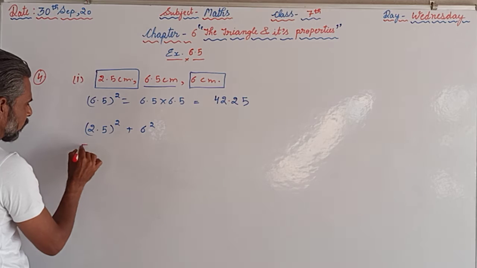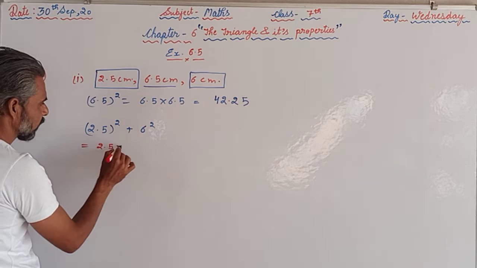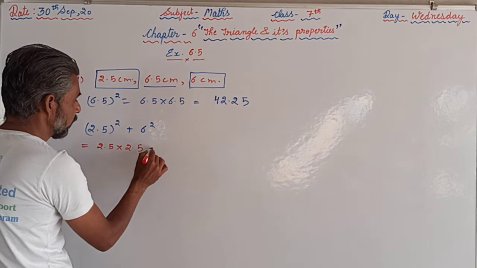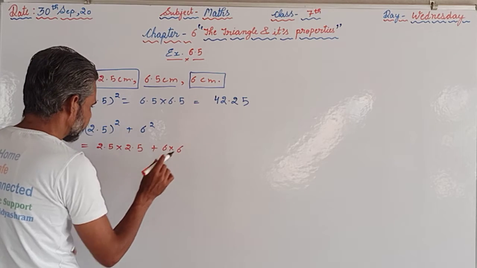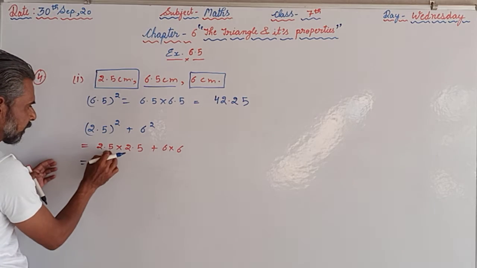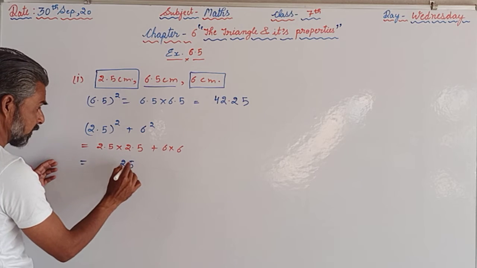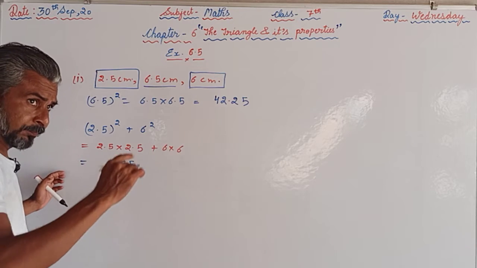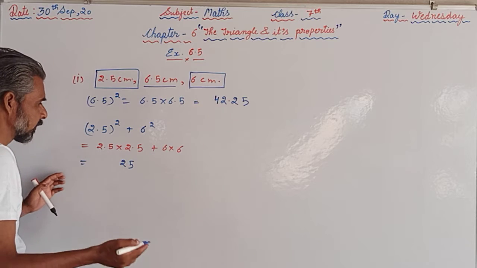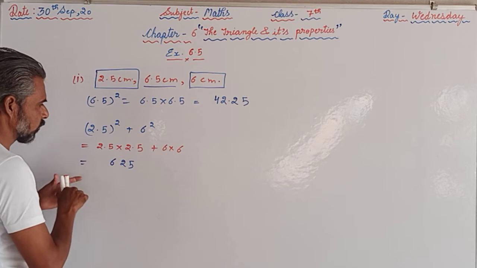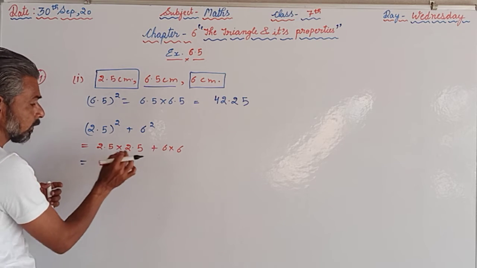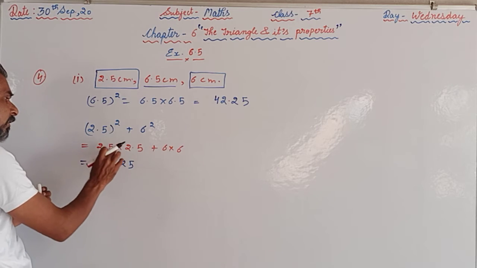that will be equal to 2.5 into 2.5 plus 6 into 6. Again the same number is there ending with 5, so we will get 25, and in the ones place 2 is there. So after 2 comes 3, 3 2s are 6. So the decimal comes after 2 digits, because one digit is here, one digit is here.